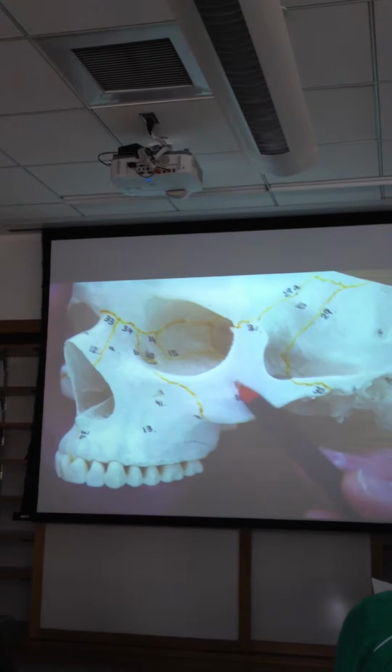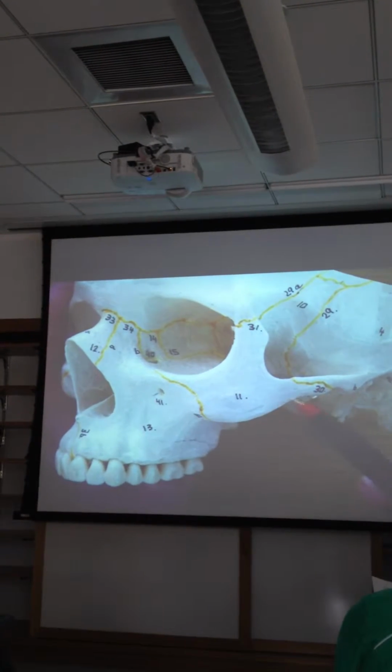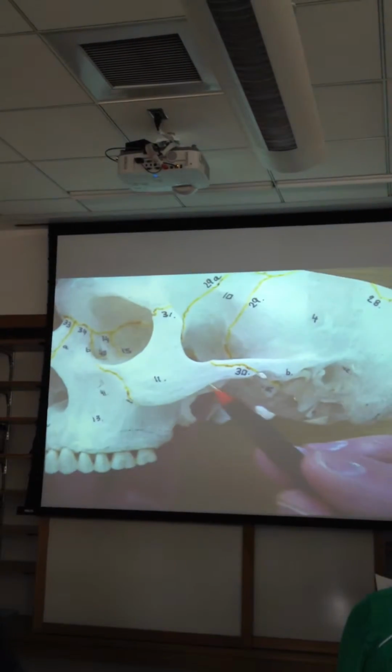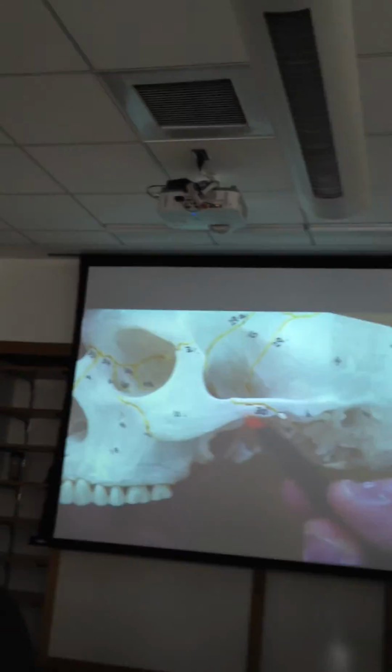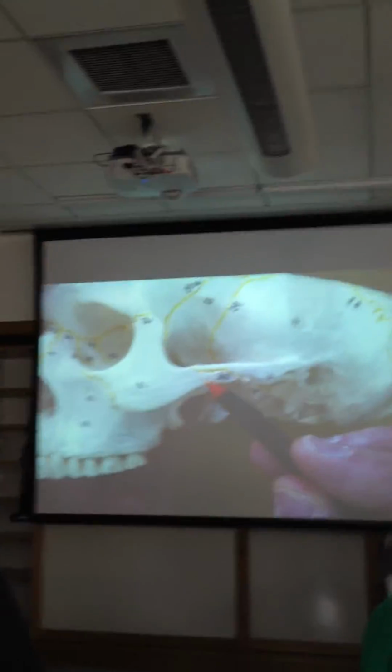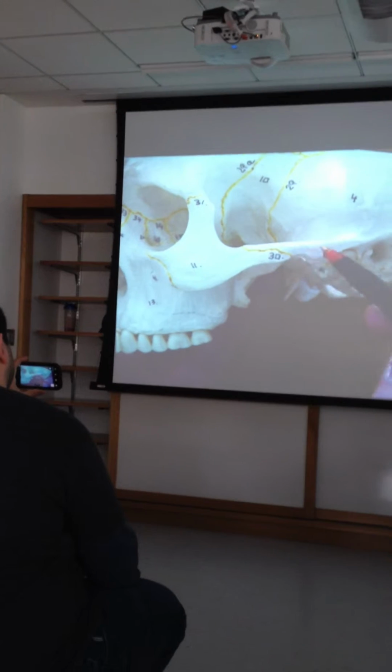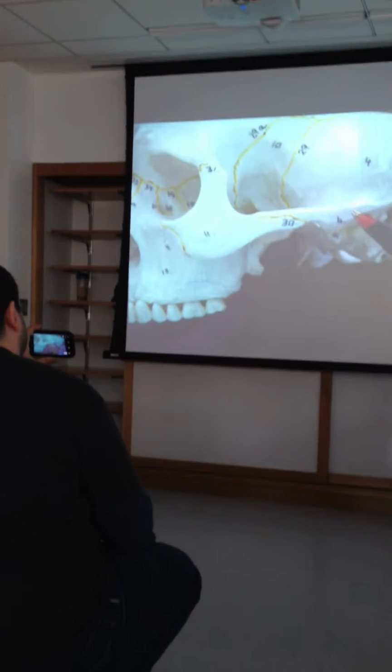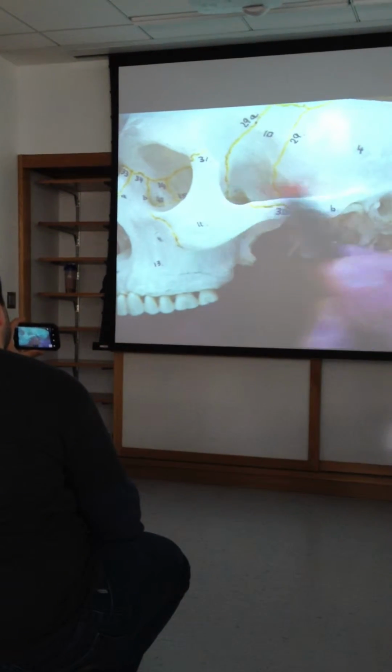Okay. What's this bone here? Zygomatic. Yeah, that's your zygomatic bone. And here's what I was talking about. This part classifies as the temporal process of the zygomatic bone. This classifies as the zygomatic process of the temporal bone. So the two of them together make the zygomatic arch. Yep.